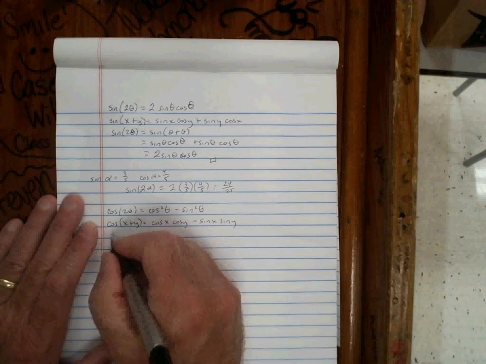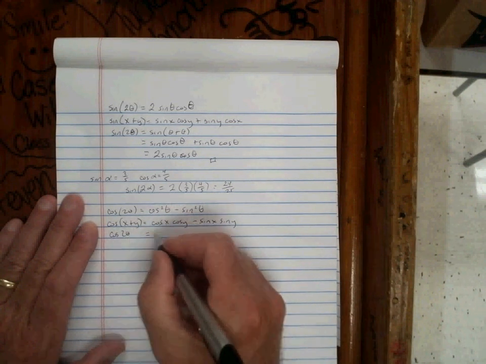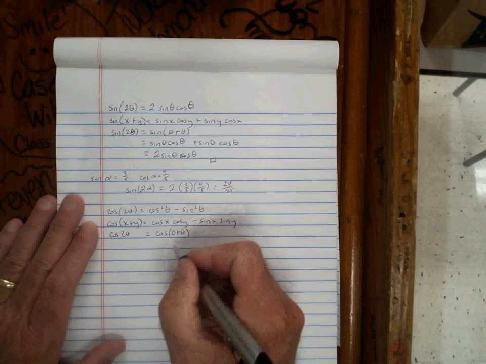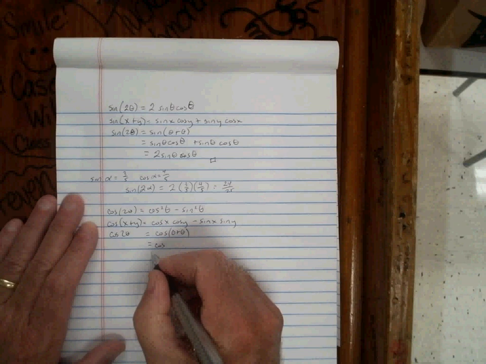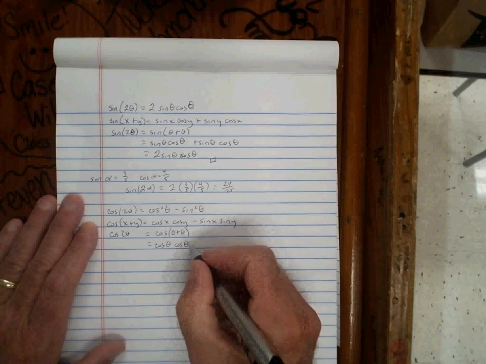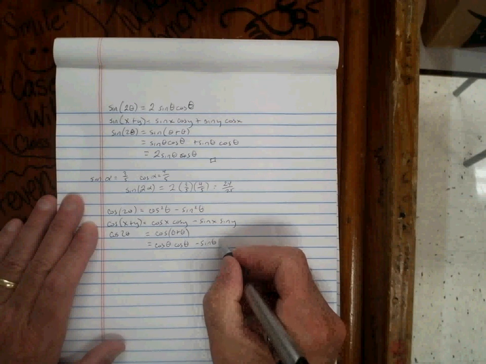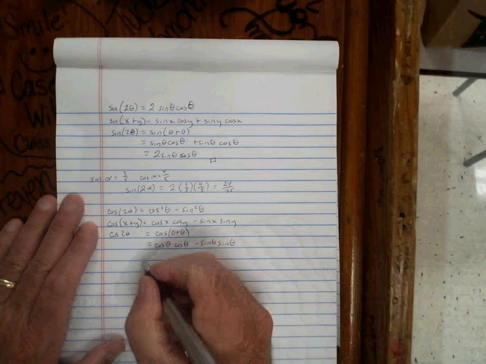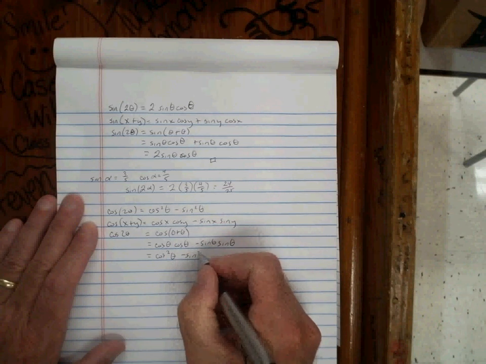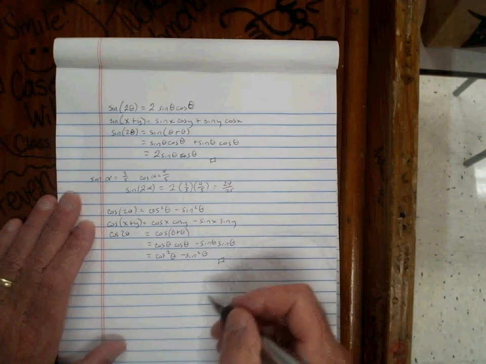And if we say cosine 2 theta is equal to cosine of theta plus theta, then we get cosine theta cosine theta minus sine theta sine theta, which is cosine squared theta minus sine squared theta, and that's the identity we were seeking to prove.